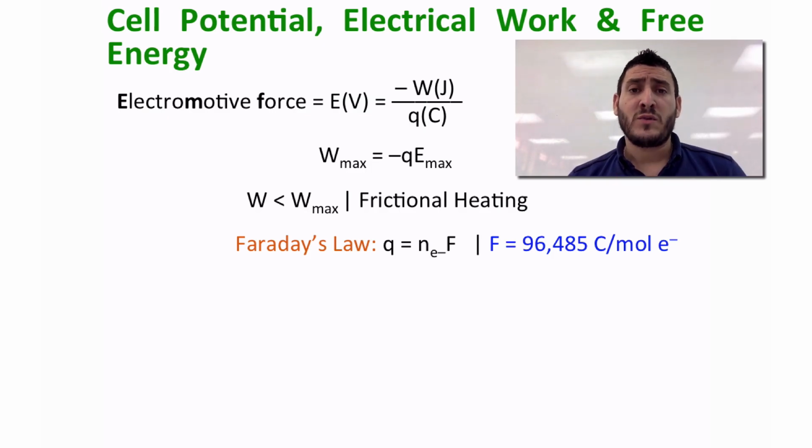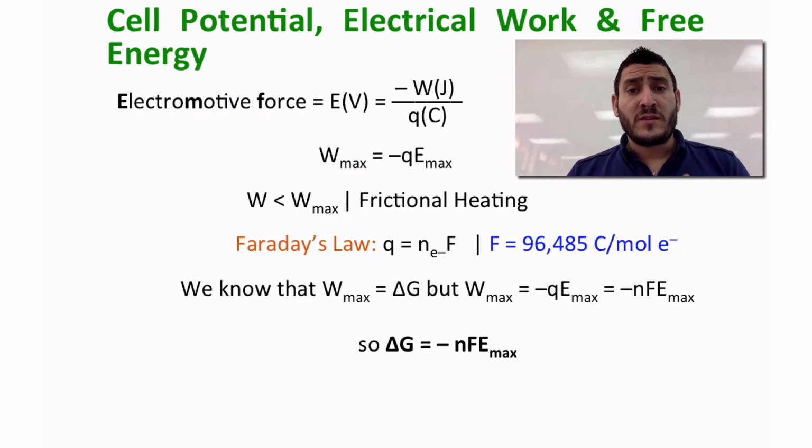And therefore, we have what we call F, which is Faraday's constant. It's equal to 96,485 coulombs per mole of electrons. And now we can relate the potential of a galvanic cell to the free energy.